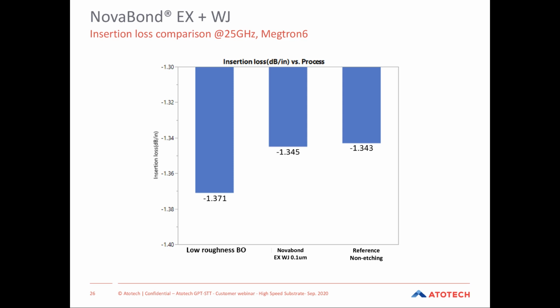And you could see that compared to our oxide replacement, raw roughness, which is a solution for the high frequency oxide replacement, we could improve much more with the Nova 1EX plus WJ. And you can see here that we are at the same level as the reference, which is non-etching, so before any kind of process, which is non-roughening at all. I mean that our signal integrity performance, or insertion loss performance, is more or less on the same level as non-etching for Nova 1EX plus WJ.